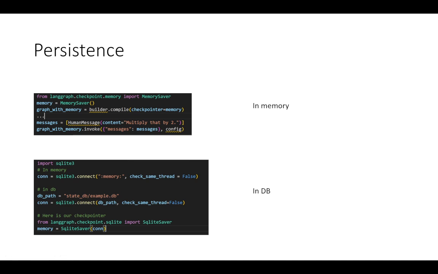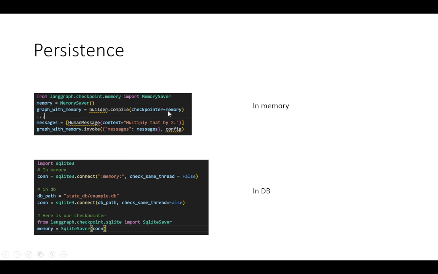The next thing is persistence. As we saw, there is a state and then we loop through the nodes and keep modifying the state. But what happens when the execution completes and a next execution starts? This is where persistence comes in. The first one is in memory. You have to use this memory saver, and you compile the builder with a checkpointer and give it a memory, which is a memory saver.